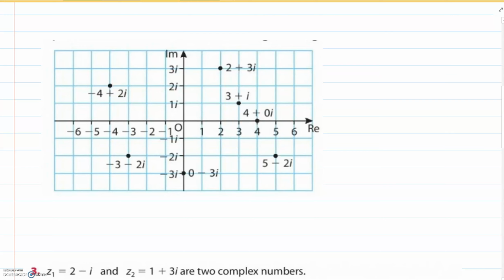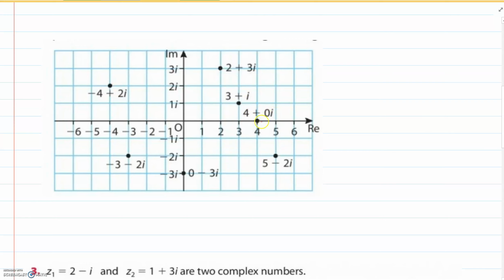So if we go down here, we can see the number 2 plus 3i. So again, over to 2 on the real axis, and then up to plus 3i on the imaginary axis, and you put your dot there. 3 plus i: 1, 2, 3 on the real, and 1 on the imaginary axis, because it's 1i.